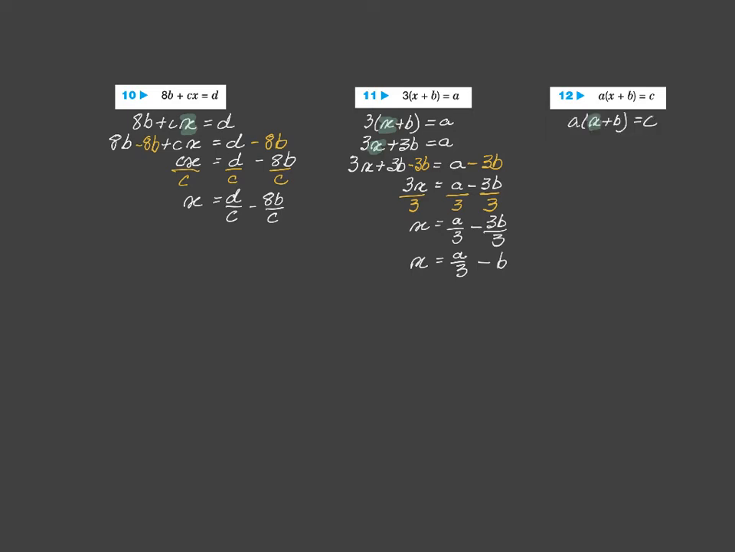Number 12 is very similar to number 11. If you compare them, the structure is the same. So you have a multiplied by a bracket, x plus b is equal to c. You need to make x the subject and x is inside the bracket. Use the distributive property to get x out of the bracket, so it's ax plus ab. A times x is ax, a times b is ab, is equal to c.